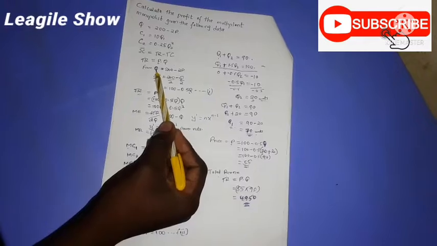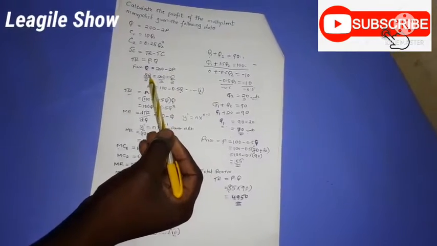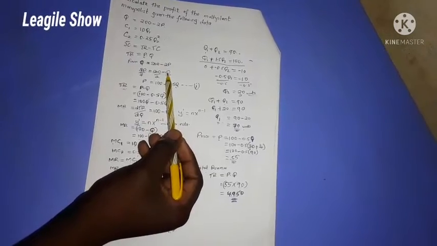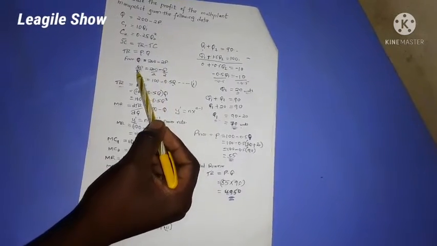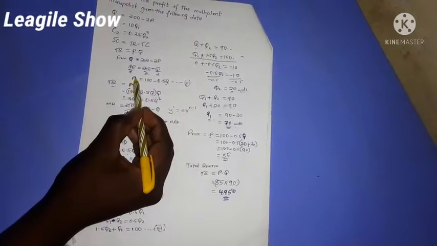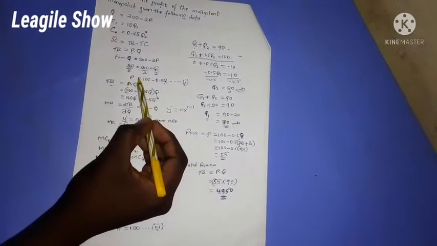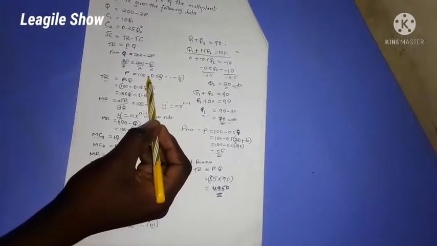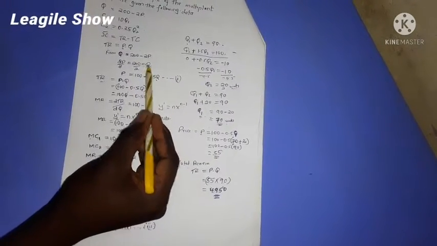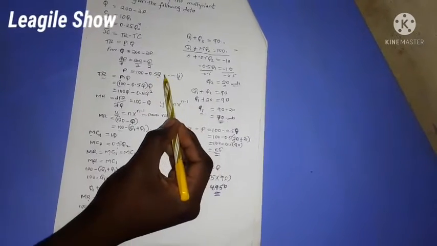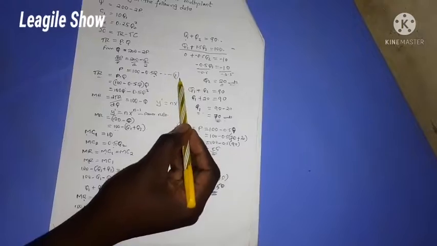By rearranging the equation, 2p is equal to 200 minus q, and we divide both sides by 2 to remain with p. Remember, p is the price here. It will be equal to 200 divided by 2, which is 100, minus q divided by 2, which is 0.5q, and let this be our first equation.